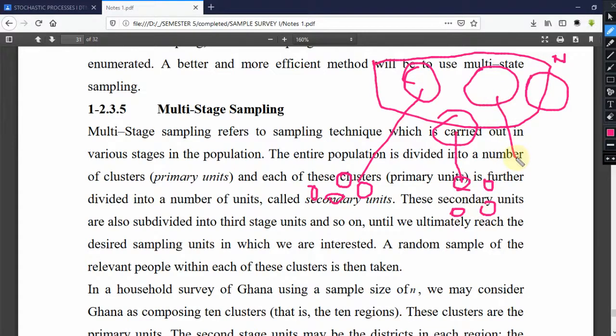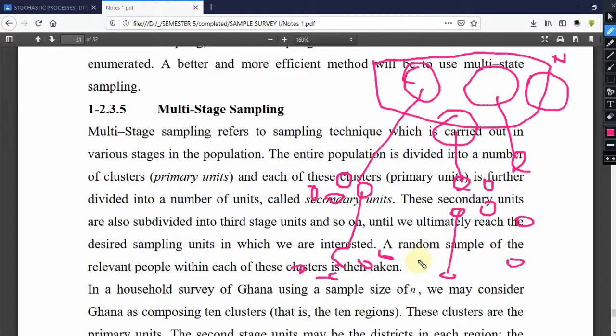I do that for all of them. Then even the districts, I might pick them and divide them into communities. I do that for all of them.